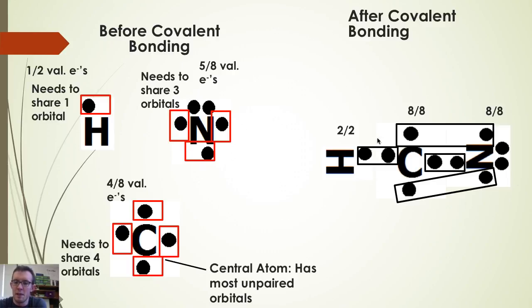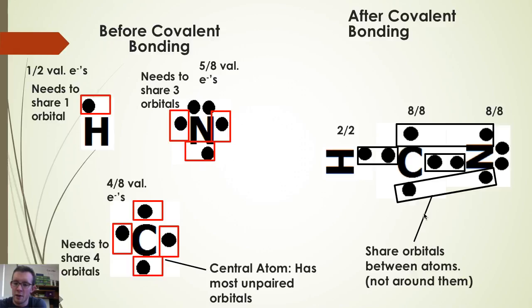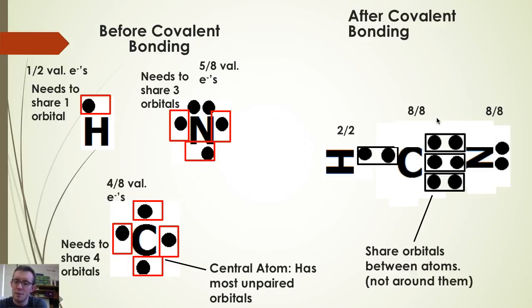Now if you were drawing this molecule on your paper, you might be tempted to leave the Lewis structure as is, although I'm going to ask that in our class you draw the shared orbitals between the two atoms rather than this sloppy drawing around the atoms. So we'll do that here.